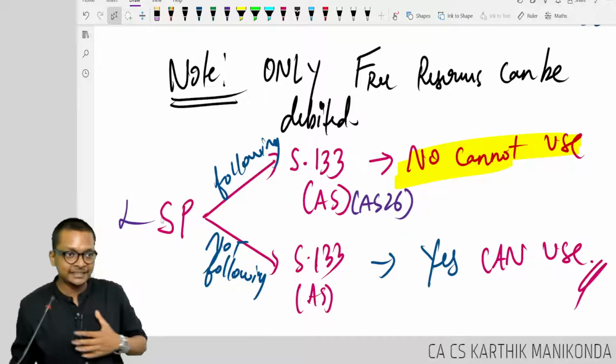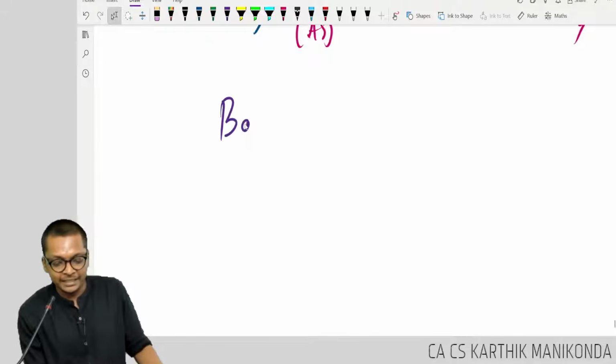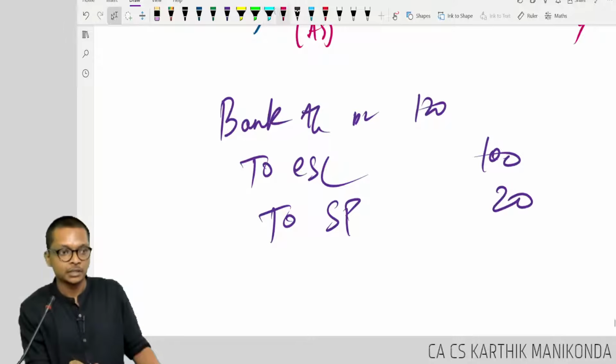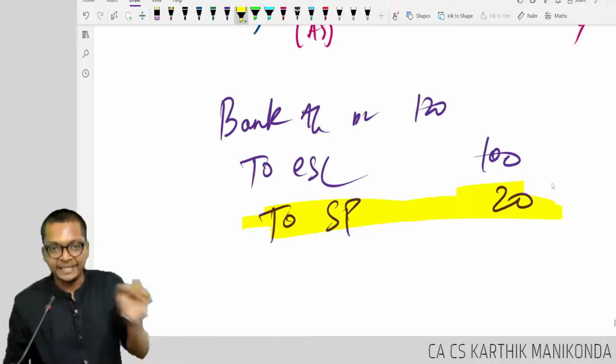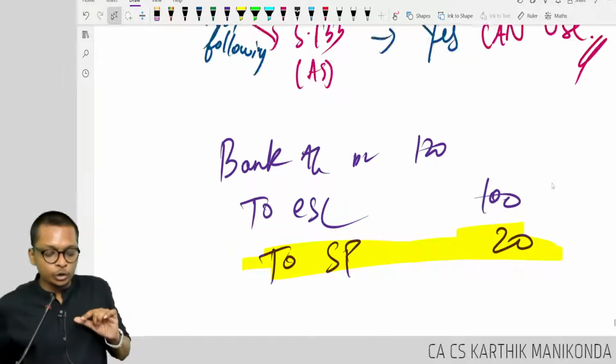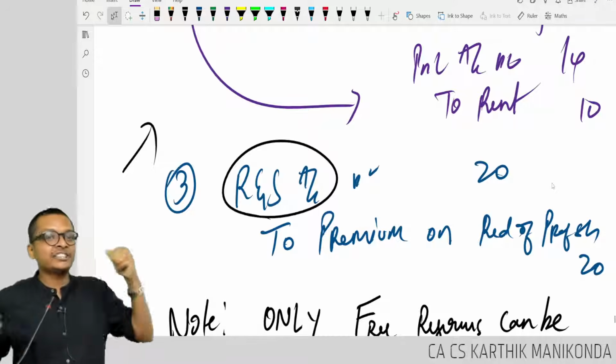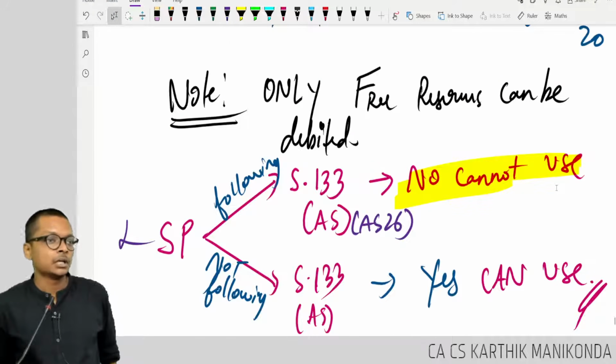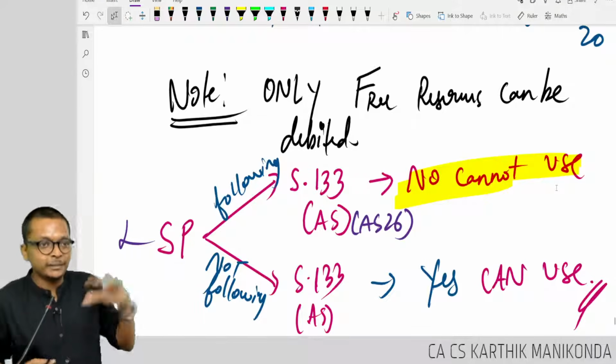Are you following, guys? When you pass the entry for issue of shares, bank account debit 120, to equity share capital 100, to securities premium 20. This 20 was given to me by equity shareholders. How can you use this for redemption of preference shares? So we will not allow. That's what AS 26 says. AS 26 gives you in brief.